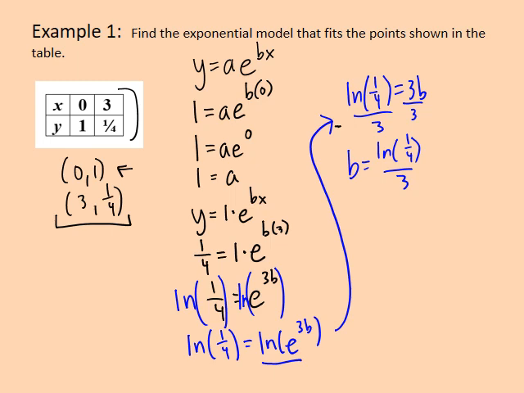When we plug that number into our calculator, we get b is approximately equal to negative 0.46298. Typically, with exponential models, we keep many decimal places. So our final answer is y equals e to the negative 0.46298x.